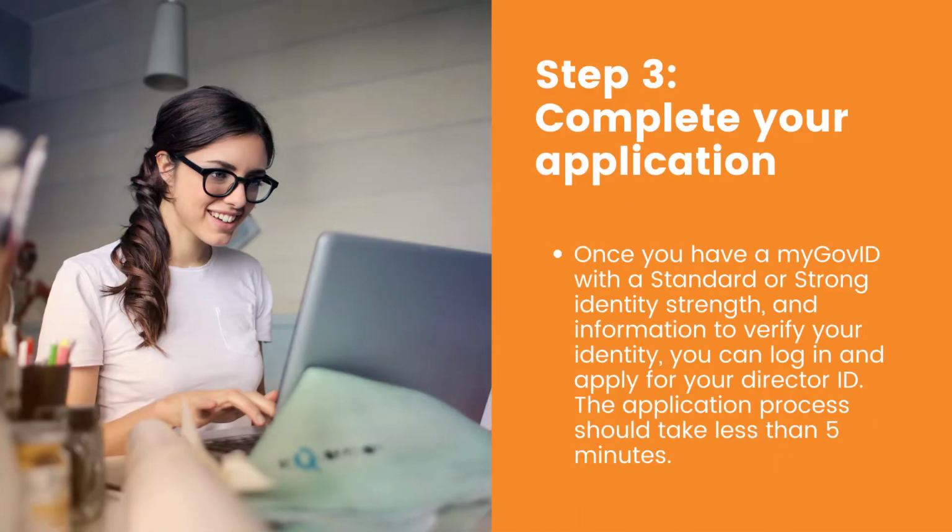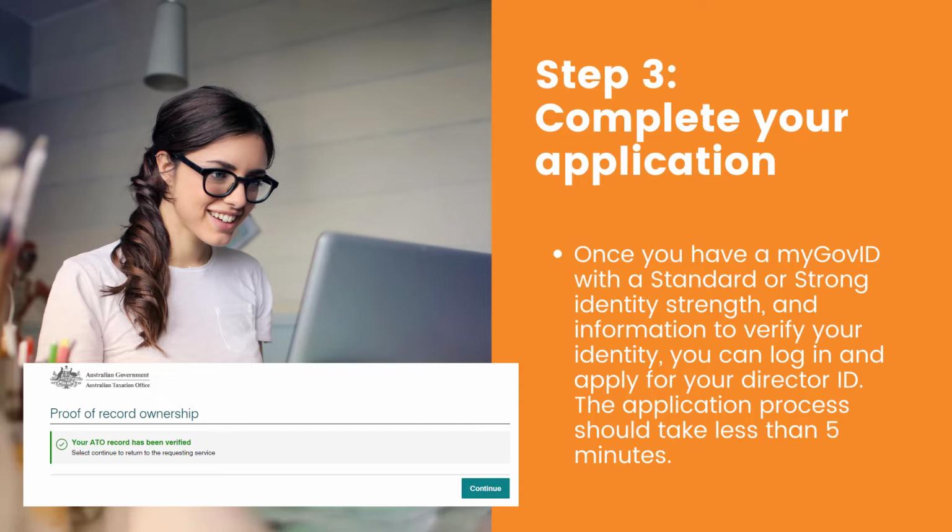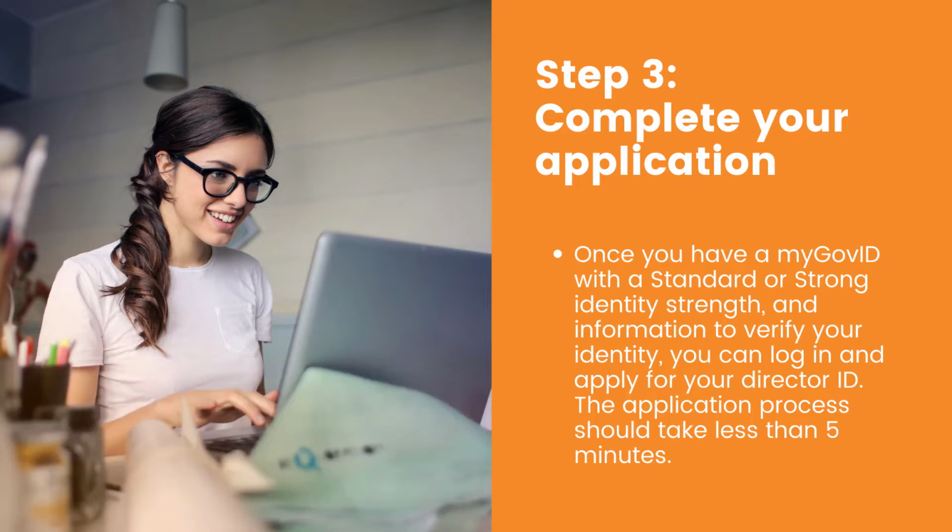Once you have verified your identity and you've got a standard or strong identity strength, you can then log in to the abr.gov.au website and apply for your director ID. Now this process will take less than 5 minutes. Yes, less than 5 minutes. If you've already gone through and verified your identity, then the process is going to take less than 5 minutes.